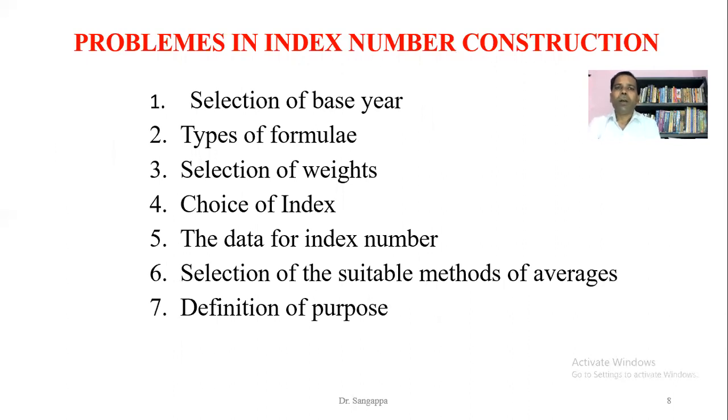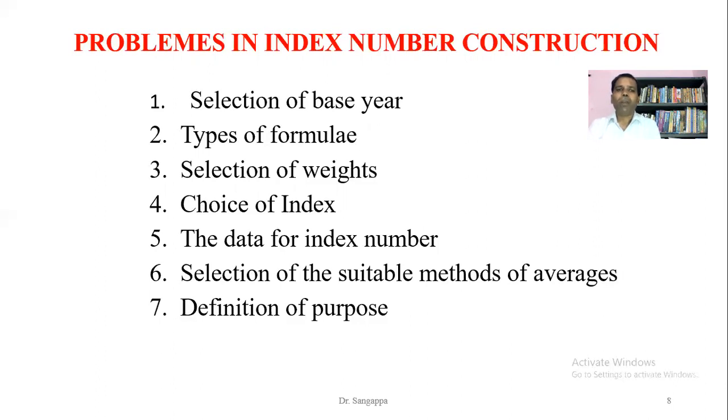Problems in index numbers construction. So we are facing some of the problems in index number construction. Mainly these problems are: number one, selection of base year. So what base year can we take to construct the index numbers? This is one of the problems in the construction of an index number. Then number two, types of formula.